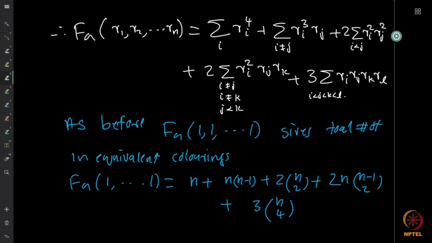And then you have ri cubed rj, i not equal to j, so there are n times n minus 1 cases. For the first color I have n choices, for the second color I have n minus 1 choices. Similarly, for the third, I have 2 times n choose 2. Then you have 2 times n times (n minus 1) choose 2, and finally you have 3 times n choose 4. So verify all these things; as homework, you can think of this and try to verify them.